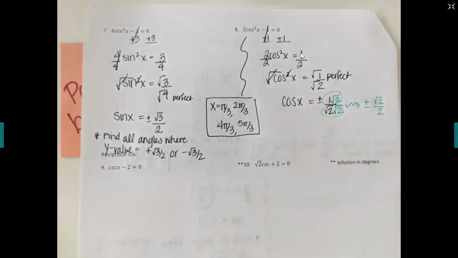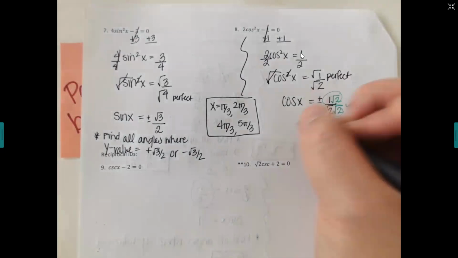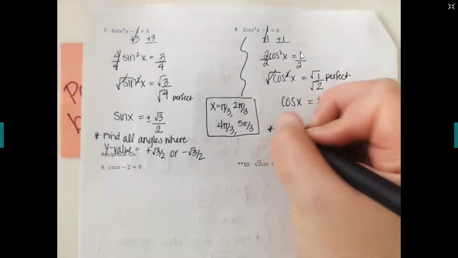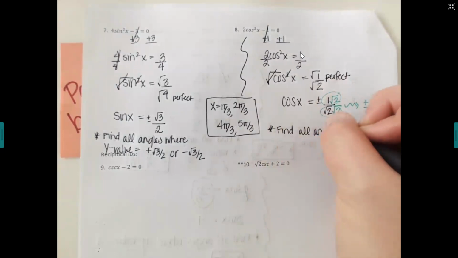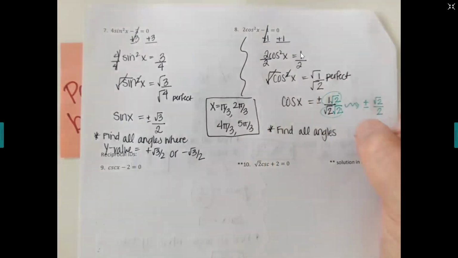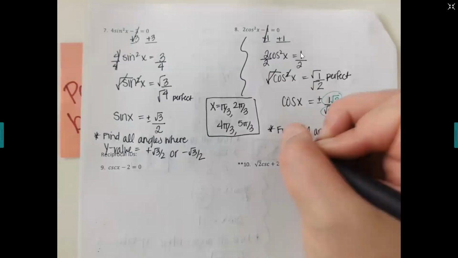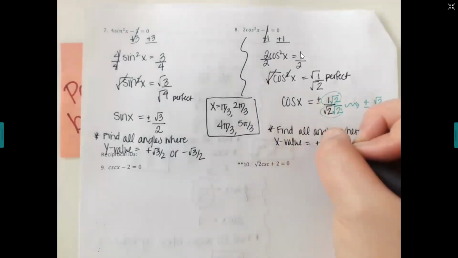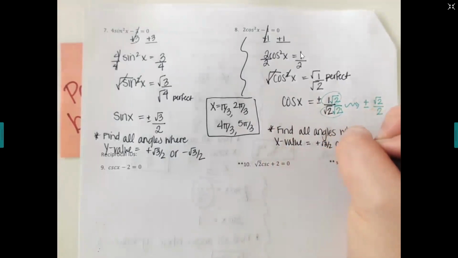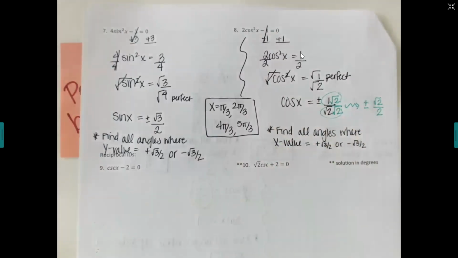What value are we looking at? An x or a y value? How do we know it's an x value? That's correct. Because it's a cosine, so find all angles where the x value is positive root 3 over 2 or negative root 3 over 2. So look on your circle for that.